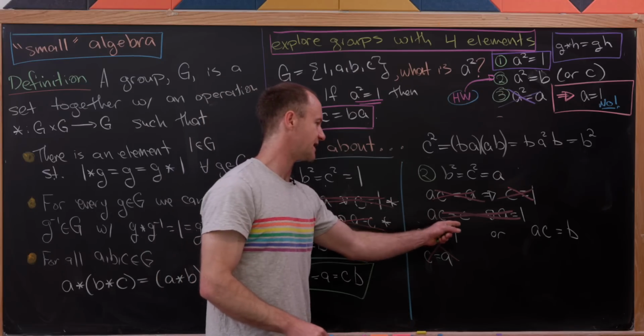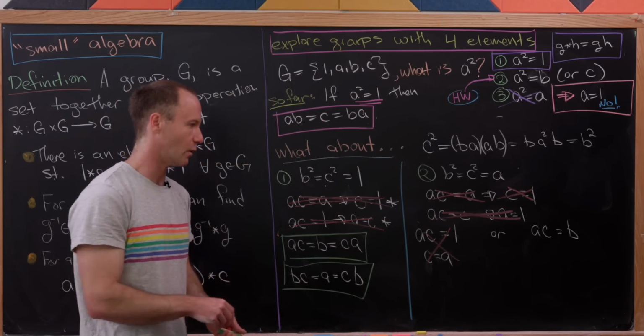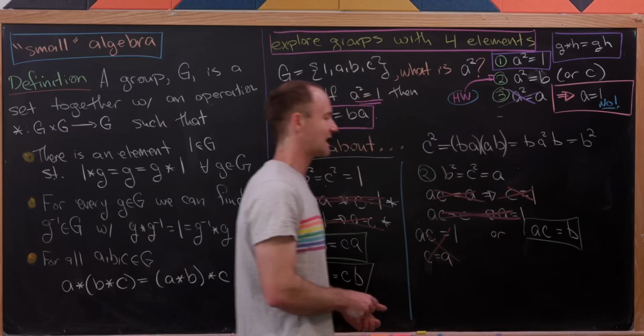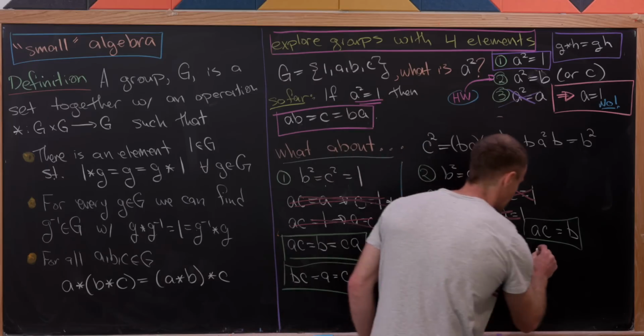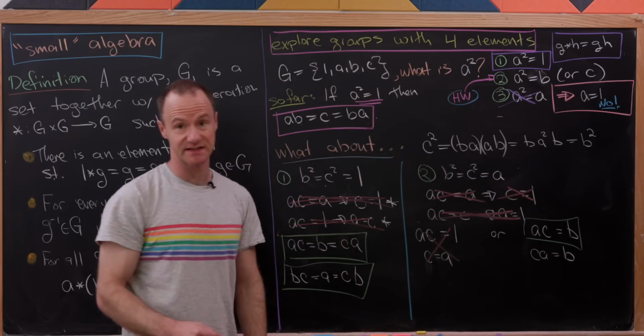But those are all of the possibilities. A times C could be A, C, 1, or B. Can't be A, C, or 1, so it must be equal to B. So A times C is equal to B. And likewise, we can show that C times A is equal to B essentially the same way.